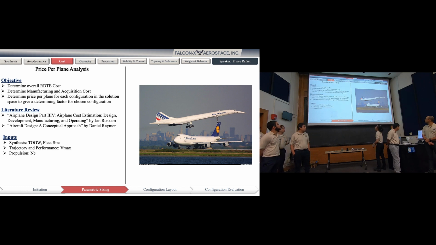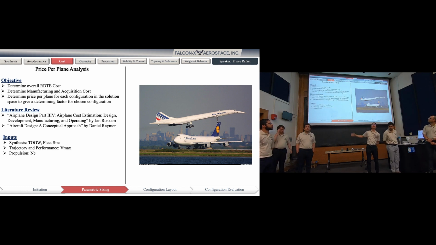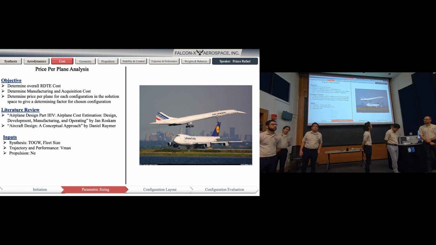Oh, and now we go into the cost, right? The last thing to do in parametric sizing is to determine the cost per plane, one, to help synthesis give a recommendation for what would be the best design point. To do this, we use Roskam's methodology to determine RDTE and manufacturing cost to determine an overall price per plane.